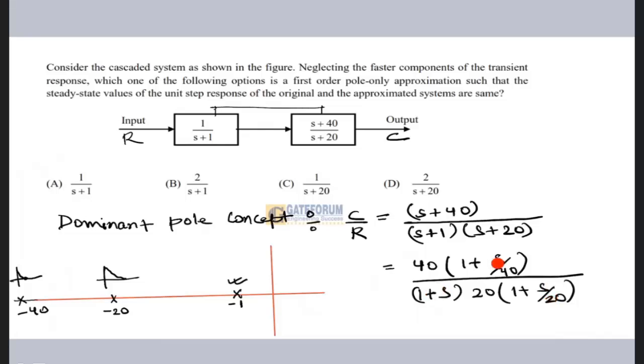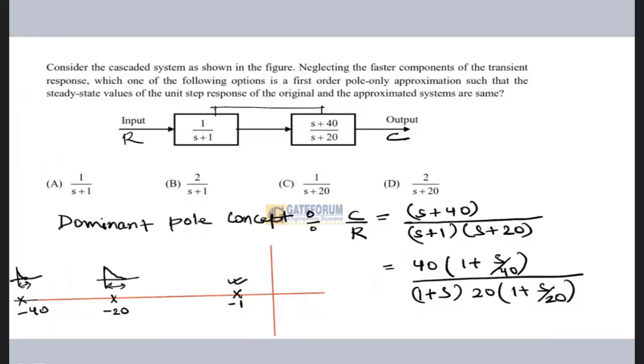So you can see that the time constant of this part and this part is very, very less. Here the time constant is 1 by 40, here it is 1 by 20. So their transient will not last long. Only this pole will have significant impact. So I can consider this pole as dominant, or significant, in the transient analysis.